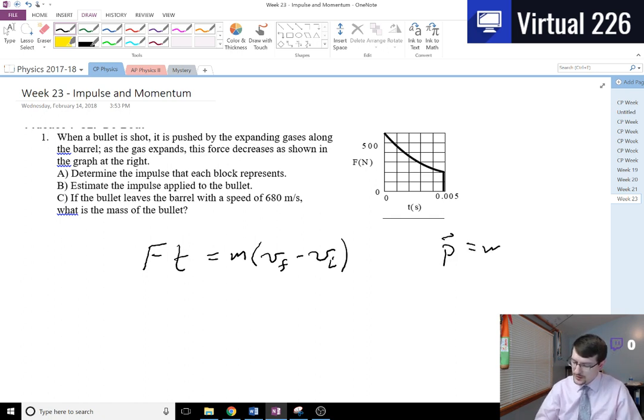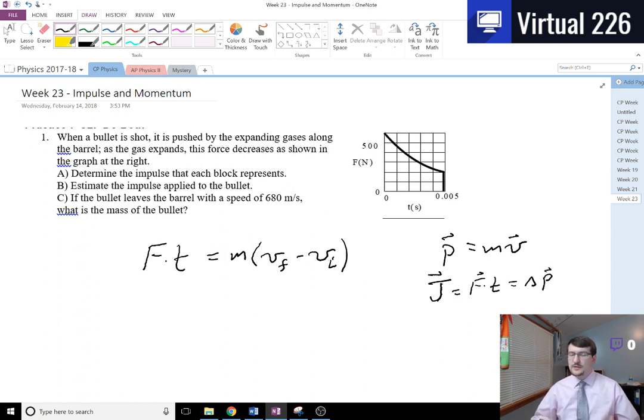We know P equals mv. And we know force times a time is an impulse, J. That equals a force multiplied by a time, which is equal to a change in momentum. So normally this Ft equals m(Vf minus Vi). It's not that bad to do, but this F here is technically an average force, or a constant force.